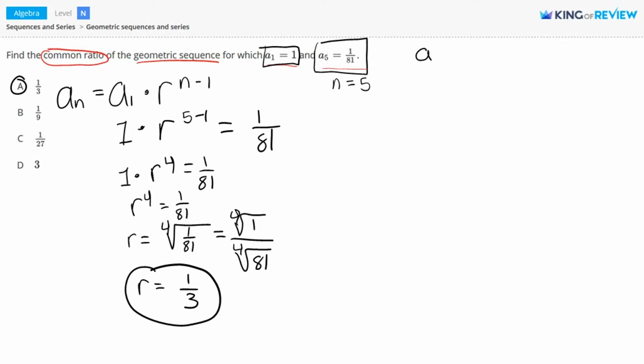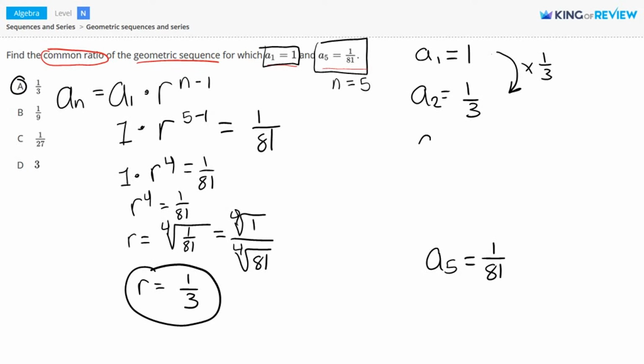We know that the first term, a1, equals 1. And we know that the fifth term, a5, equals 1 over 81. Now the common ratio is the number that you multiply the previous term by to get the current term. So if we take term 1, which is a1, and multiply it by 1/3, which is the common ratio, we'll get the second term. So 1 times 1/3 gives us 1/3.